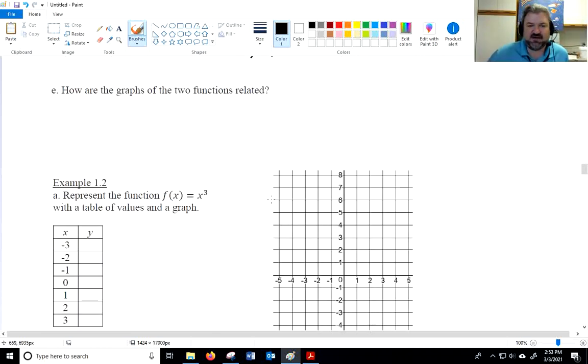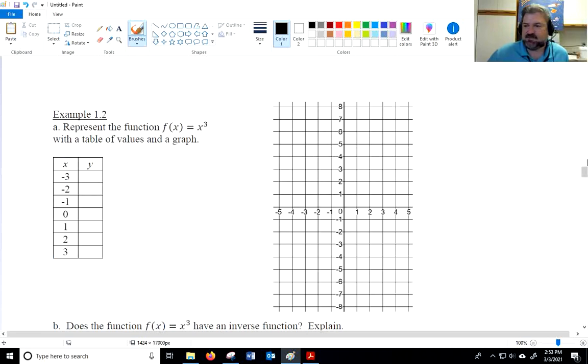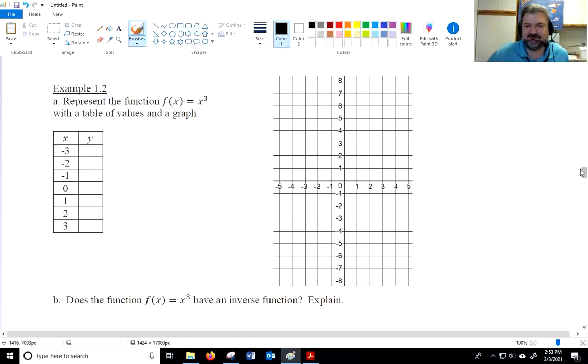All right, one function down, we need another one. Now we're going to look at x cubed. We briefly looked at this at the end of the last unit. Negative 3 cubed is actually negative 27. Negative 2 cubed is negative 8. Negative 1 cubed is negative 1. 0, 1, 8, and 27. So I'll just plot a few of these values here. And we get this shape. This is the x cubed shape.